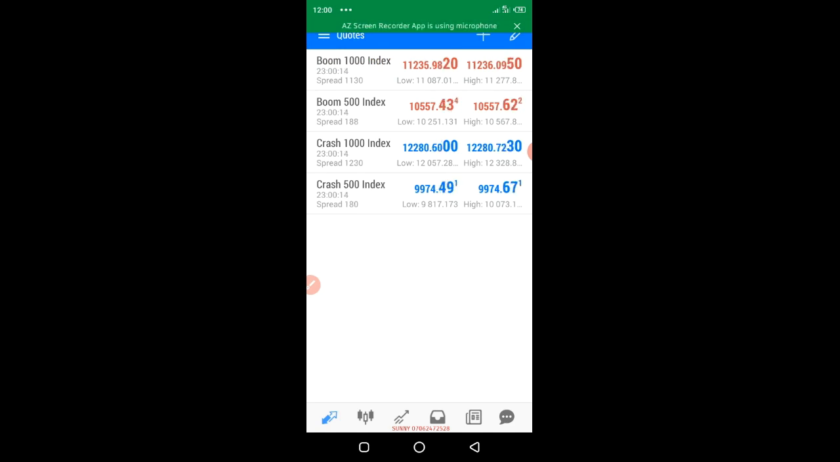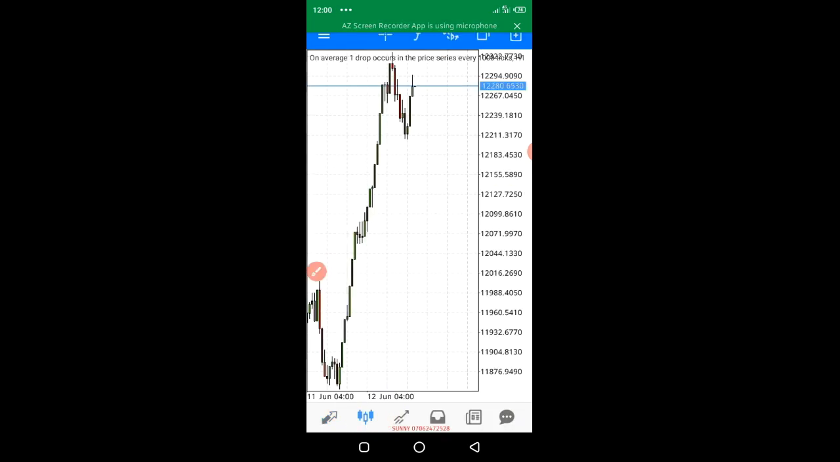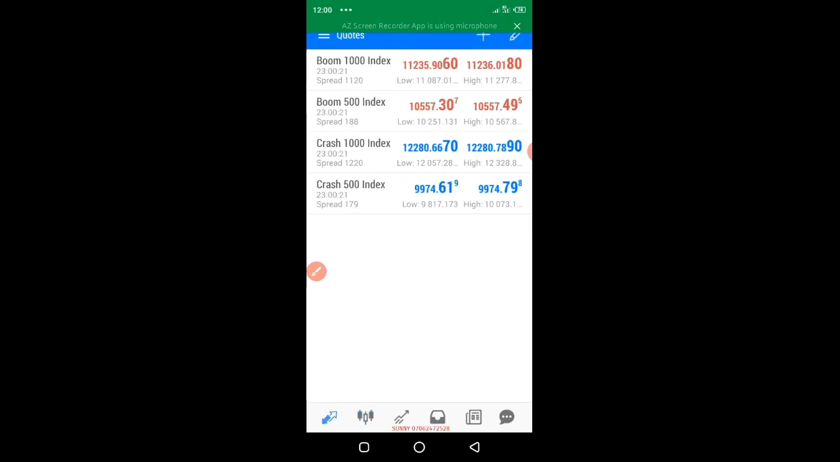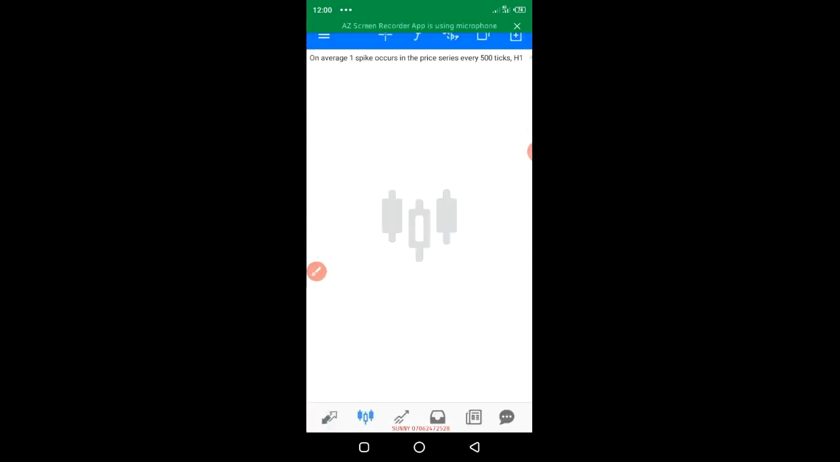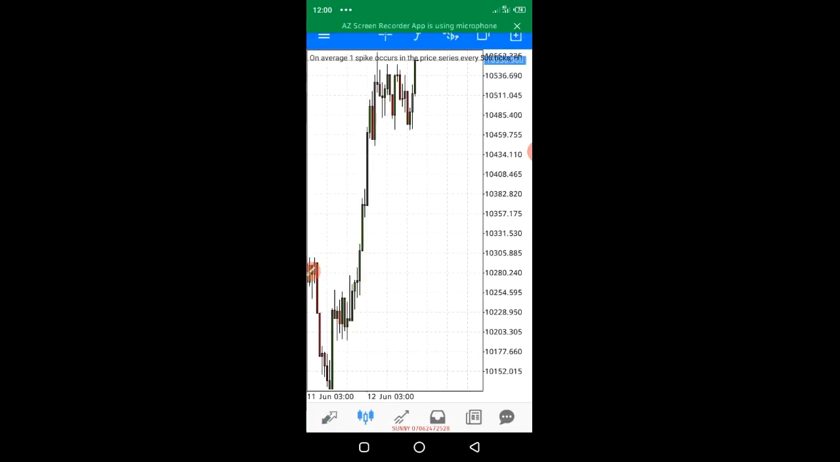First thing, when you go to your charts, you click on your chart. Let me select the indices I want to check. Let me go to Boom 500, so I'm going to click on Boom 500 and go to the Boom 500 charts. I told you that we only sell on Boom, we don't buy. Currently Boom is on a buy trend, so I won't touch Boom 500.